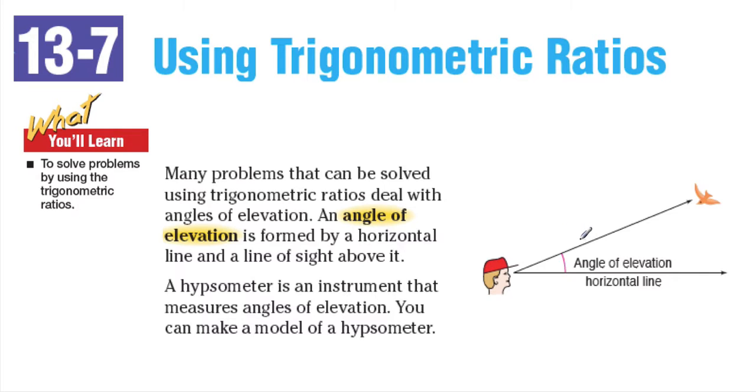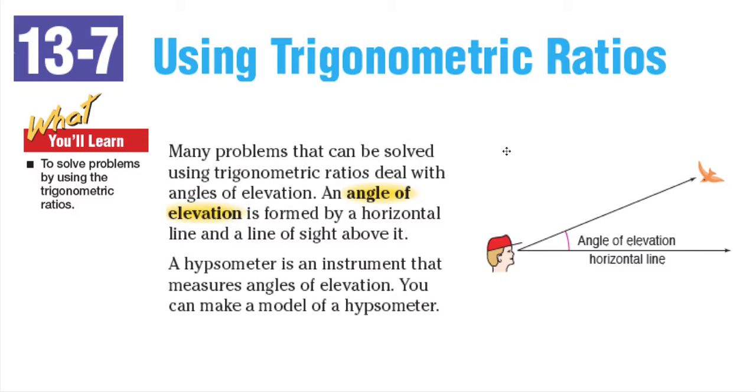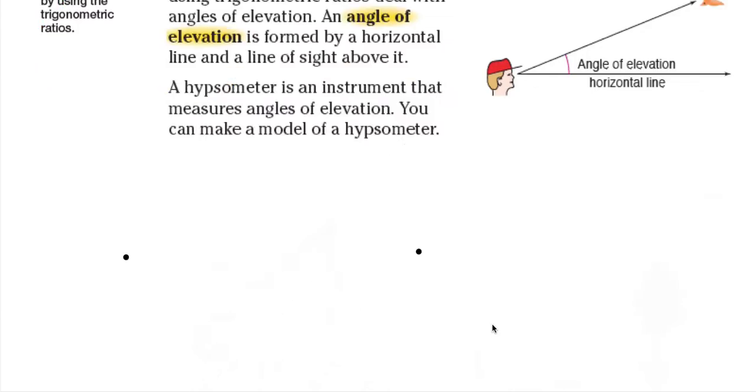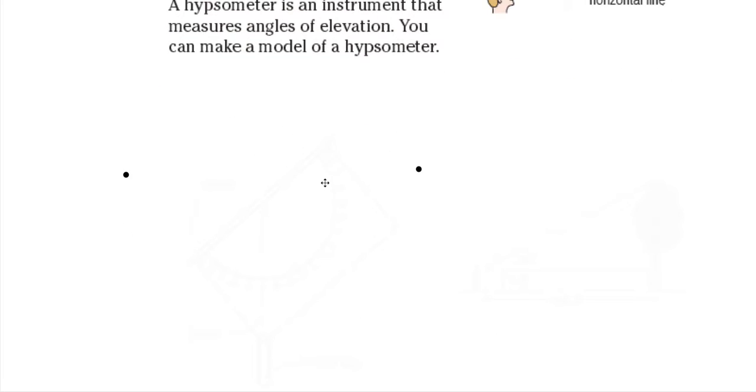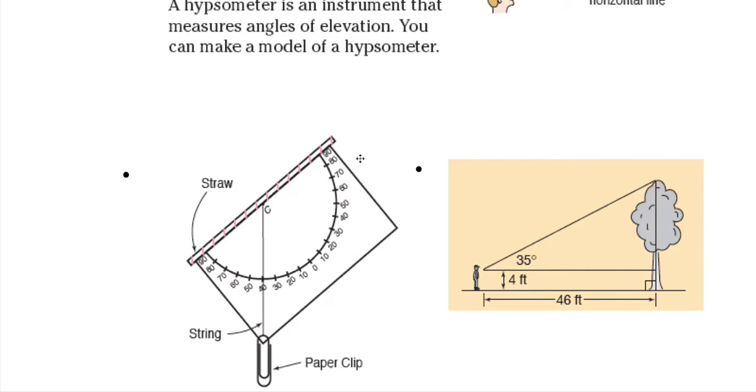Let's see how we use the angle of elevation to solve real life problems. A hypsometer is an instrument that measures an angle of elevation. You can make a model of a hypsometer. You can probably do this at home, but right now we'll just do this together. A hypsometer is made with a protractor. This is your protractor.